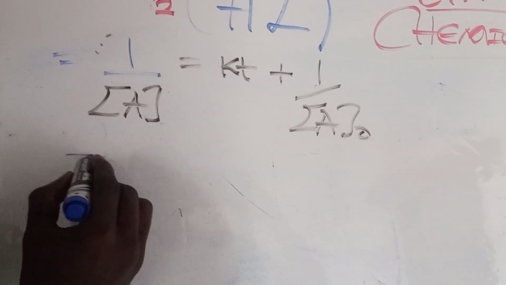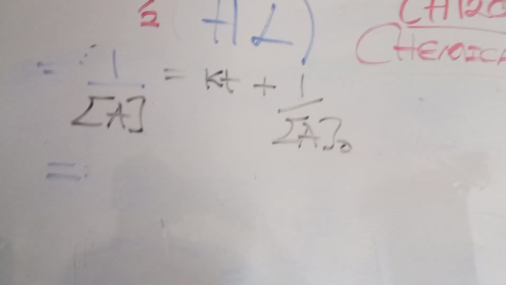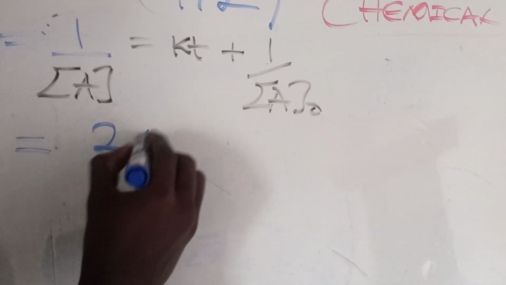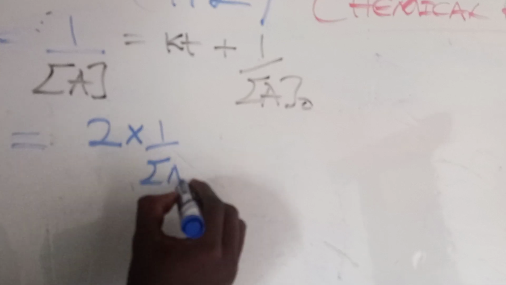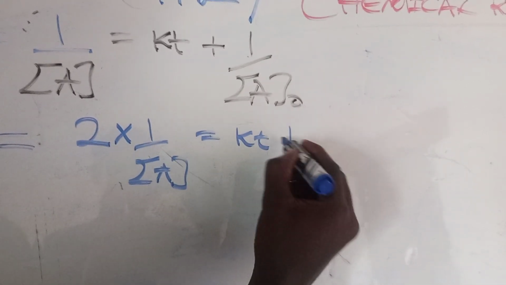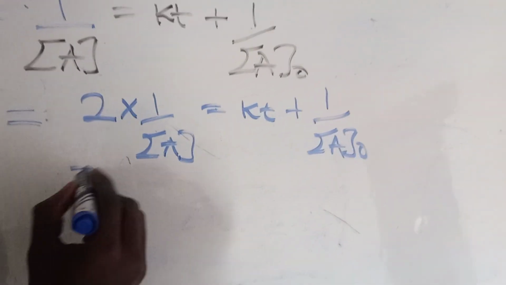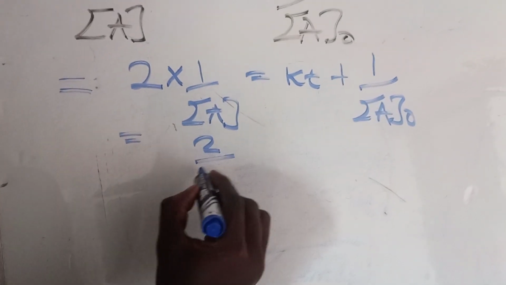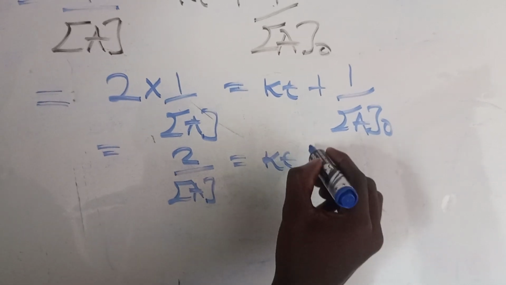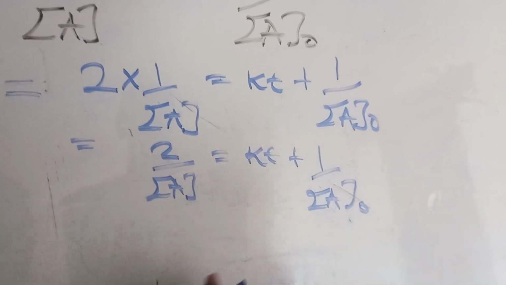So what I'm going to do in this case, we won't multiply by 1 over 2, but I'm going to multiply by what? 2. Reason why? Because it is already in fraction. So I'm going to say 2 times 1 over concentration of A is equal to KT, rate constant times time, plus 1 over initial concentration of A. And what will happen there as usual, 2 times 1, 2 there, then concentration of A is equal to KT plus 1 over initial concentration of A.